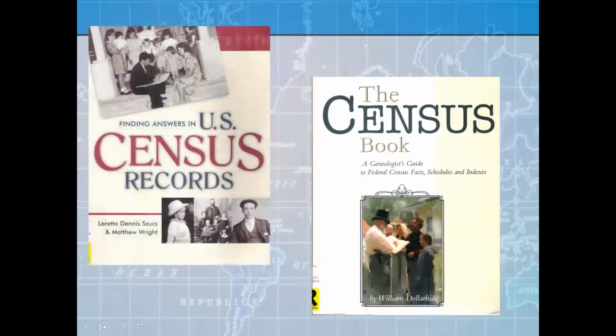The library has several books available in our genealogy section that are excellent resources for clues to what can be found in census records, as well as where the resources can be located. These are a couple of examples of some of those books. If you want to find out more about how to use the census in your research, these are excellent books. They are reference books, but you are welcome to come to the library and to browse through them.